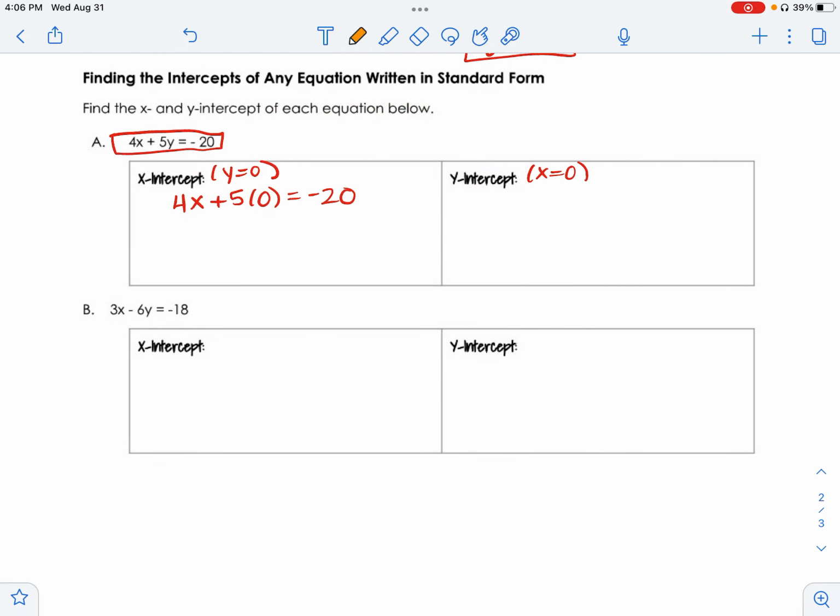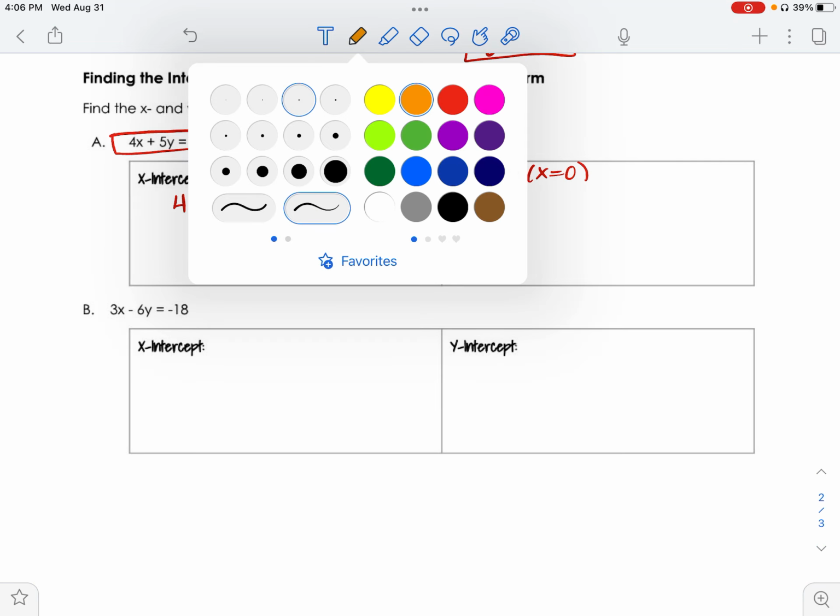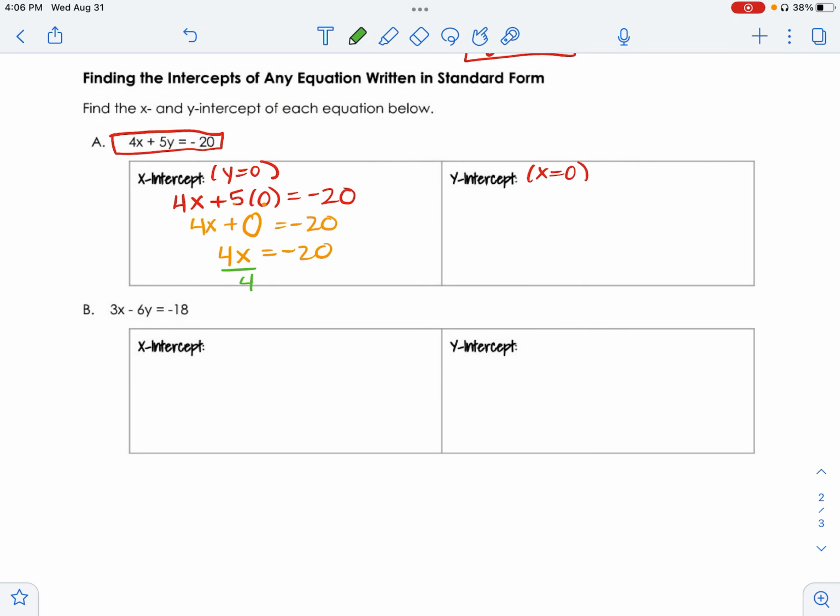And now I'm going to just start solving this. So 5 times 0 is 0. I can simplify that. 4x plus 0 is just 4x. And then divide both sides by 4. And I get x equals negative 5. There's my x-intercept. Now, if you wanted to write that as an ordered pair, that would be negative 5 comma 0, because x is negative 5 and y is 0. That's how we found it.